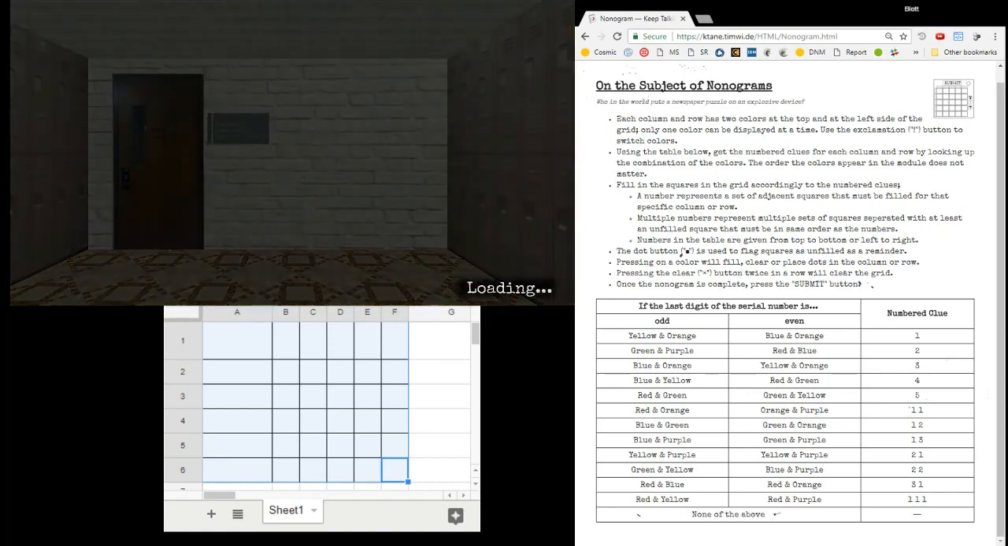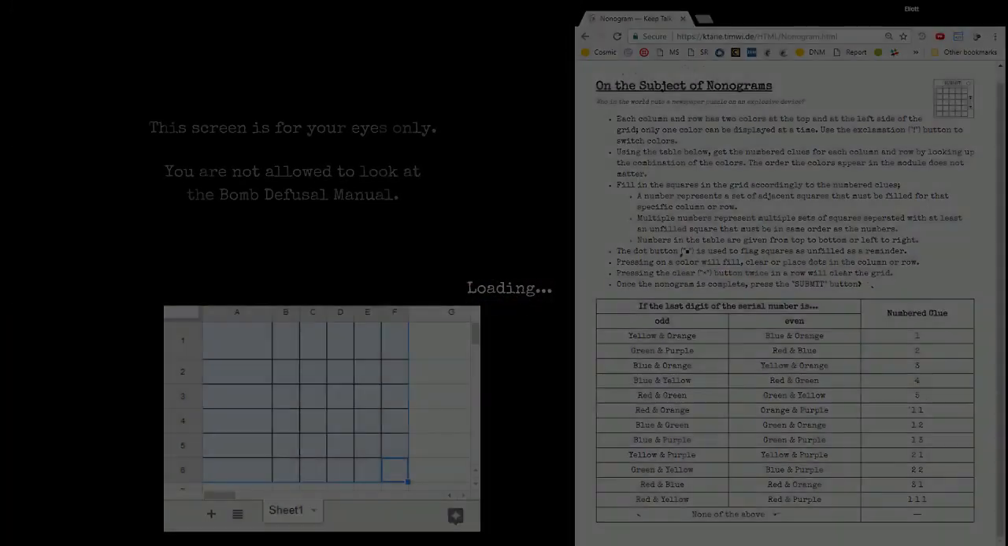So let's go ahead and boot her up. Let's blank the screen. For this one, we have an even serial number. Serial number ends in an even. For number 1, top row is purple-orange, blue-red, purple-blue, yellow-purple, blue-red, and then going down, purple-orange, yellow-orange, orange-green, red-blue, yellow-orange.